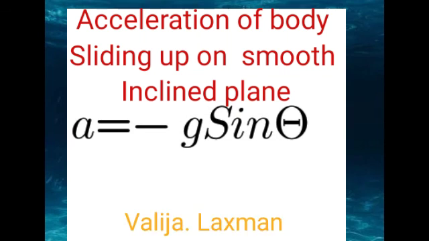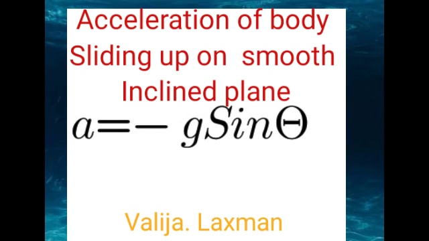Now we have to write the equation for a body sliding up on a smooth inclined plane. In this case, the coefficient of friction becomes 0, so mu k value becomes 0. The body is sliding up against the gravitational force, so the acceleration is negative. So a is equal to minus g sin theta. When the body was sliding down, it was a equal to g sin theta, but in this case, as the body is moving up, it is minus g sin theta.